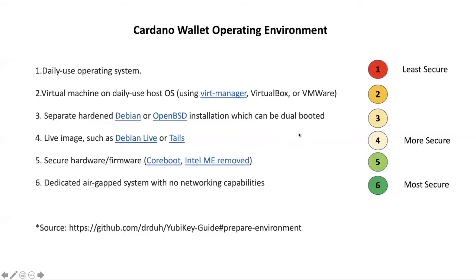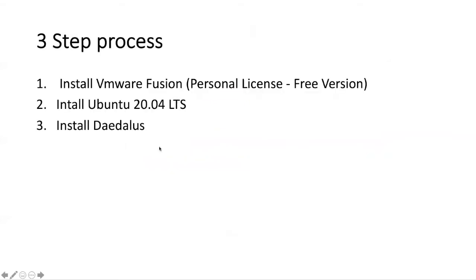Numbers 5 and 6 are more advanced, and so we'll leave those alone. In this tutorial, we're going to cover number 2. In a future tutorial, we're going to cover number 4. So what are the steps necessary to complete this process for installing a virtual machine? The steps are as listed here, 3 steps.